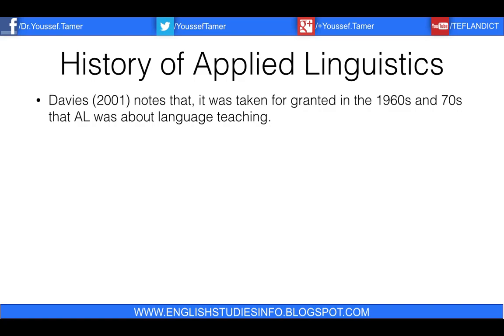Another feature of the historical development of applied linguistics is that at some points they focus on language teaching, at other points language learning, at other points language usage or language behavior or language use. So for example, Davies 2001 notes that it was taken for granted in the 1960s and 70s that applied linguistics was about language teaching. See? So it means that at some point, the focus was on one thing.